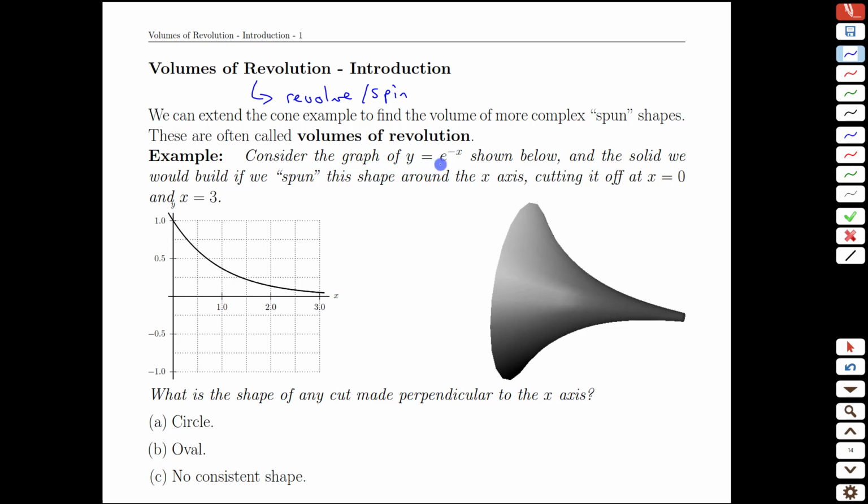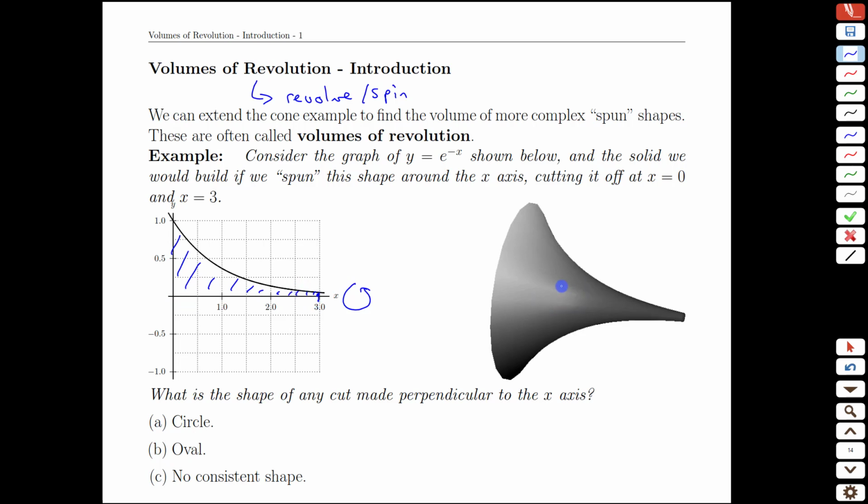If we consider the graph of y equals e to the negative x, that's an exponential decay curve, and then we talk about the region underneath that graph up to the point x equals 3. We talk about that entire region, but we don't want the area of that. We want the solid, or the volume of the solid, generated by spinning that region around the x-axis. What that's going to give us is this shape over here in 3D. Our question now is, how can we find the volume of this structure here, knowing only the formula for the boundary y equals e to the negative x and the starting and end points?